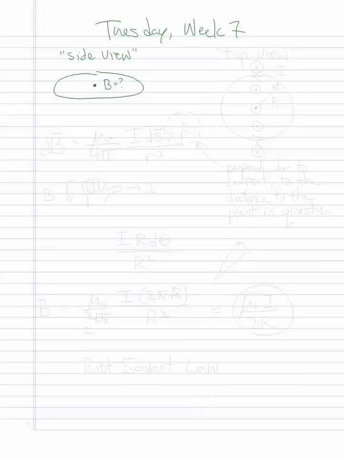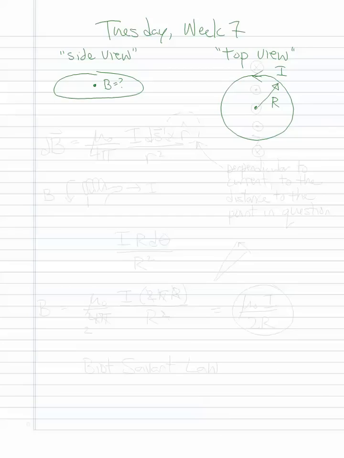But let me draw the top view. And so this is the top view, and we want to know in the middle. And let's say the current is going in the counterclockwise direction, and the loop has some radius r. So the first thing we want to do is figure out what the direction is. And there's two ways to do that. Well, probably lots of ways to do that, actually.